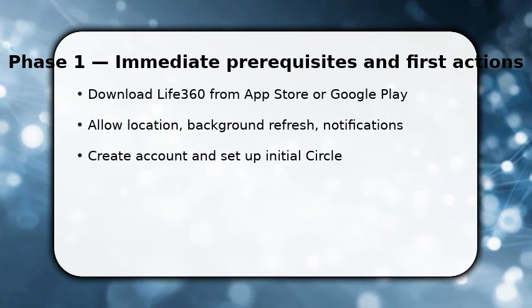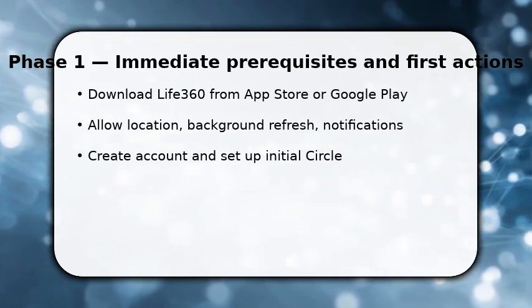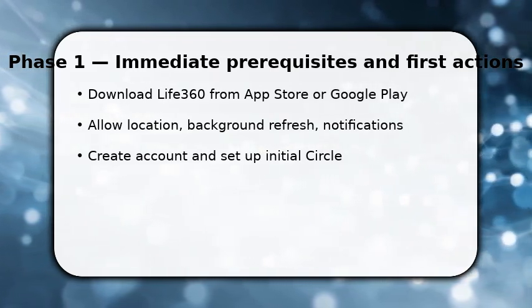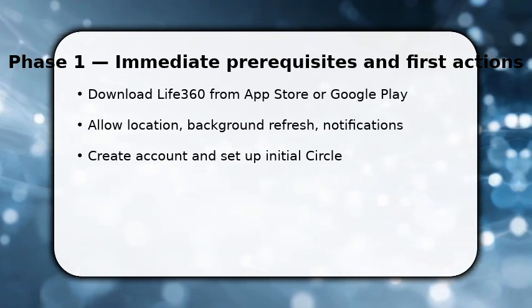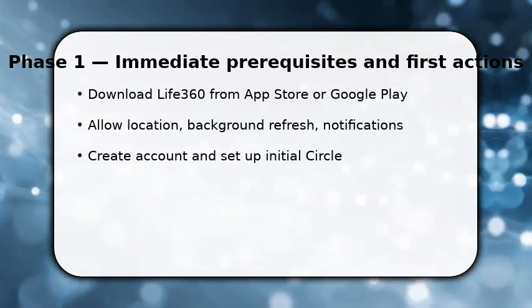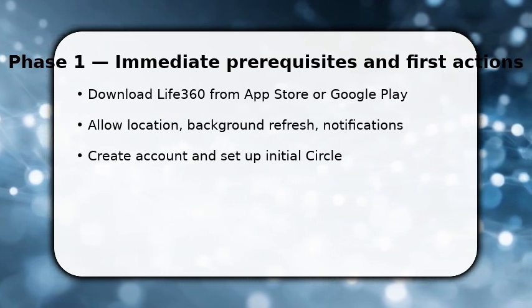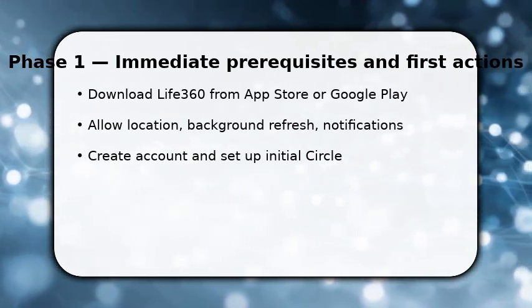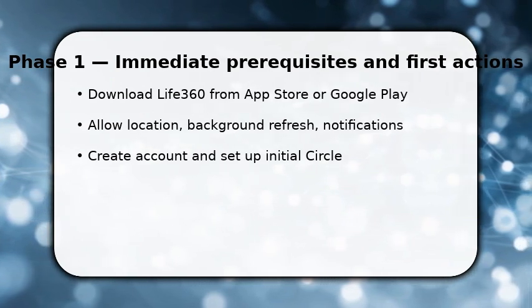You start by installing Life360 and signing in. Allow location, background app refresh, and notifications so tracking works continuously. After creating an account, add one circle now and invite family by phone or email. This gives immediate shared locations.